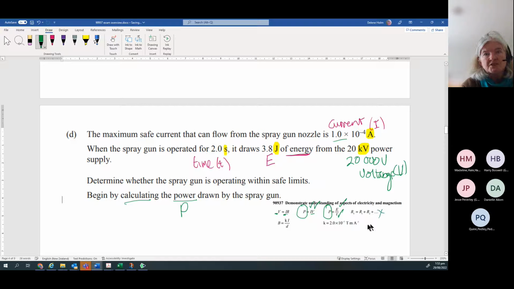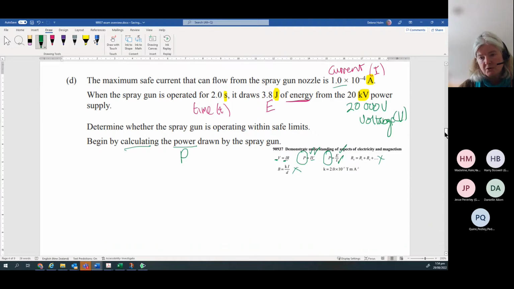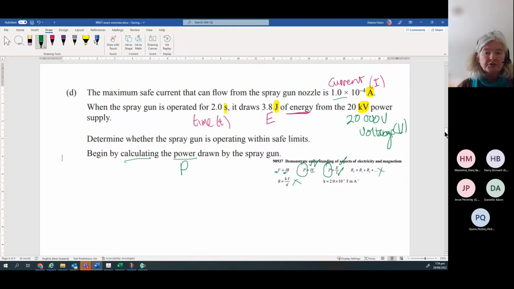We don't need to use this equation because, you know, we don't have a series circuit, and we don't need that at the moment because we're not calculating anything with a magnetic field strength. So hopefully you're all going to be choosing either P is equal to IV or P is equal to E over T, because in both of them we have to calculate P, and we are given the voltage and current, and we are given the energy and the time.